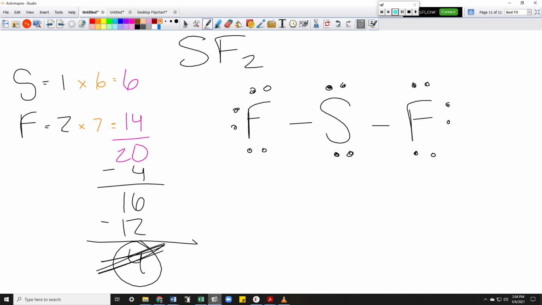Or 8 total, right? Let's pause and look. Does sulfur have 8 electrons around it? Why is it 8? Because what does one line represent? 2 electrons. So do I even need to worry about this step? Nope, we're going to skip it.